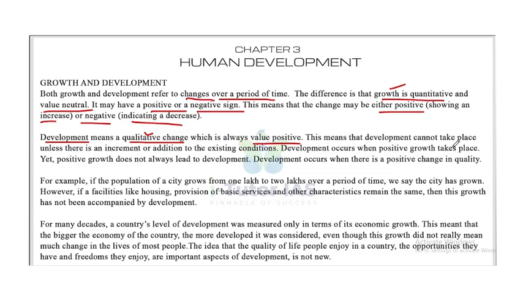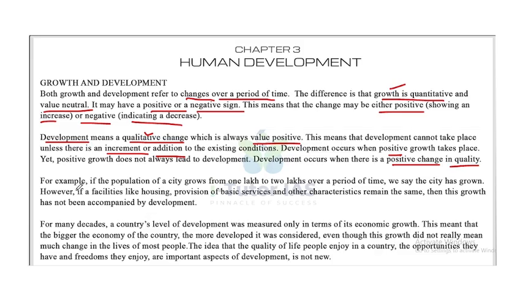This means that development cannot take place unless there is an increment or addition to the existing condition. Development occurs when positive growth takes place. Yet, positive growth does not always lead to development. Development occurs when there is a positive change in quality.